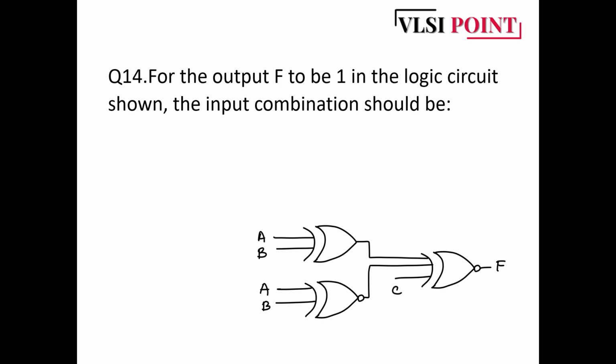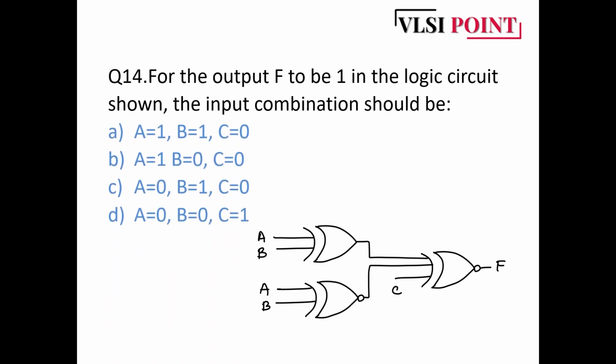Let's go to question number 14. For the output F to be 1 in the logic circuit shown, the input combination should be. So below is the diagram they have provided. We will see the options. A, B, C, D are the options. The combinations are 1 1 0, 1 0 0, 0 1 0, and 0 0 1. We want output F to be 1, but only for one of these combinations of A, B and C. So we will see how we can solve this question.